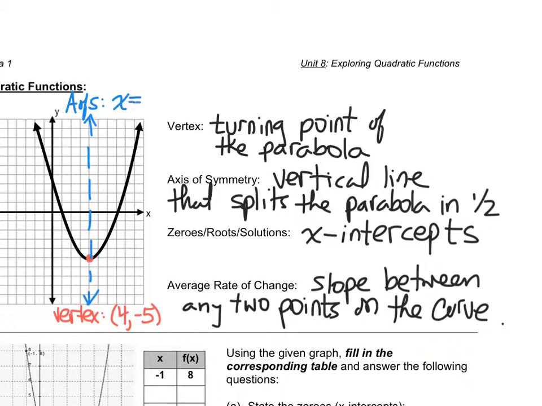Vertical line, so x equals what? A of s, so axis of symmetry. X equals what? 4. All right, so the good news that comes out of this is the idea that if you already have your vertex, then you already know your axis of symmetry. It's x equals whatever the x value is. That's pretty nice. Next up would be the roots, the zeros of the function.